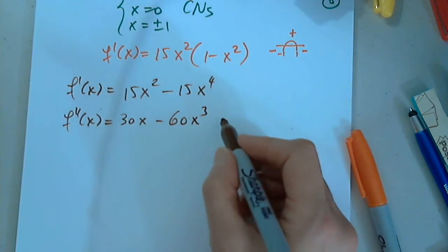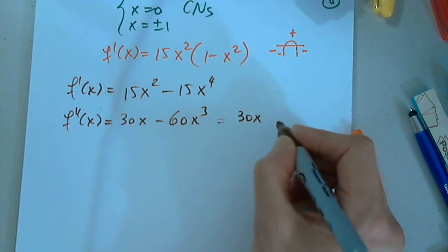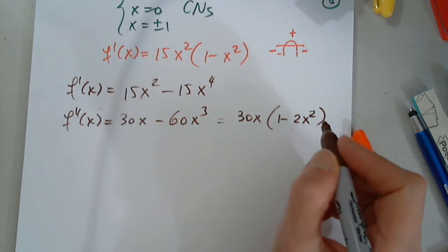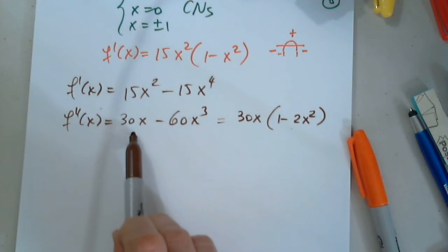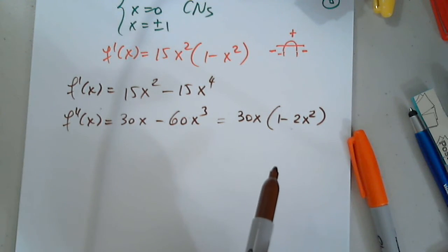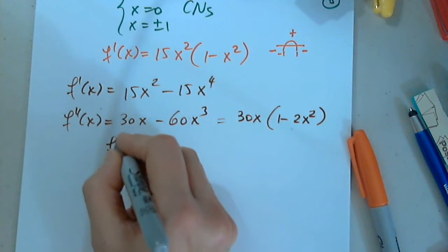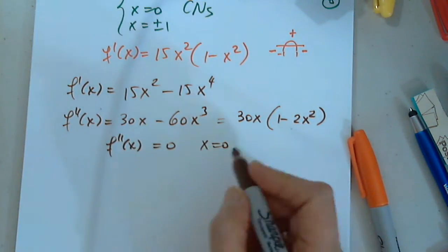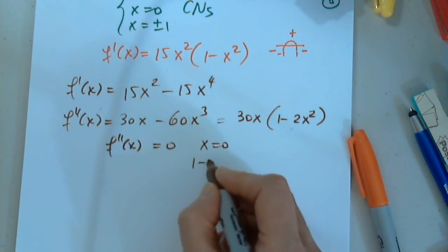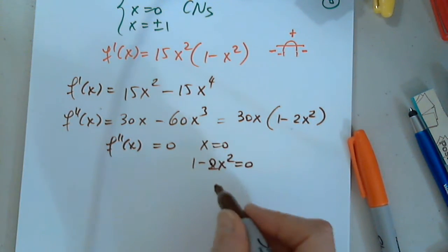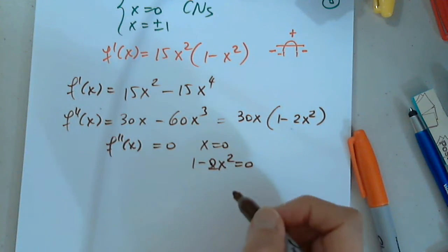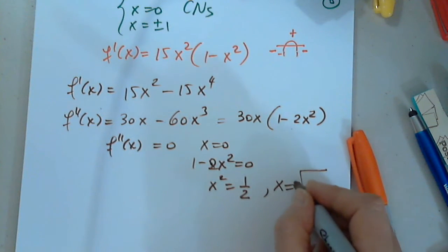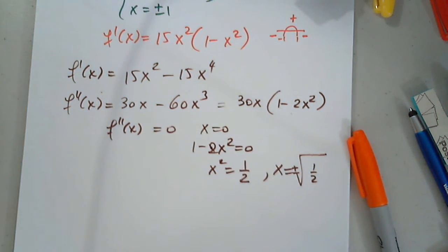Excellent. So this is basically nothing else but 30x times (1 minus 2x squared). So when we factor out 30x, it's very ugly, and I'll show you why it's ugly. Setting it equal to 0, so x equals 0, 3 solutions. And I have 1 minus 2x squared equals 0. Of course, I move 1 and I get x squared equals 1/2. But when I take the square root, I have plus or minus the square root of 1/2.